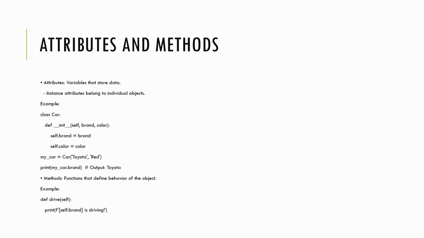Methods define the behavior of an object. These are functions defined inside a class that can manipulate or return data from the object's attributes. For example, we might have a drive method that prints out a message saying the car is driving.